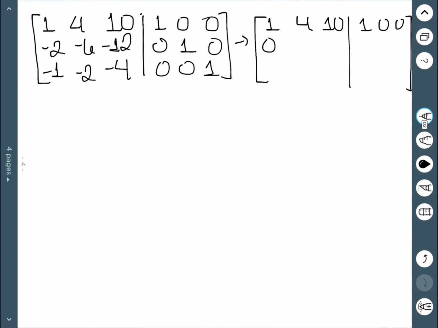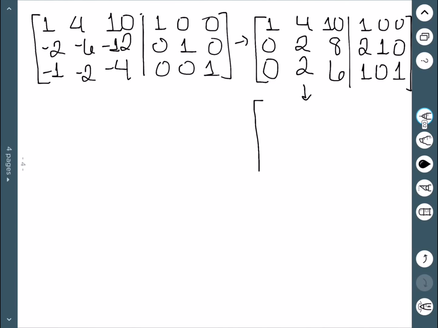That would be 2 minus 2 is 0. 8 minus 6 is 2. 20 minus 12 is 8. 2 plus 0 is 2. 0 plus 1 and 0 plus 0. For my third row, I will just add my first and third row. 1 minus 1 is 0. 4 minus 2 is 2. 10 minus 4 is 6. 1 plus 0 is 1. 0 plus 0, and then 0 plus 1.